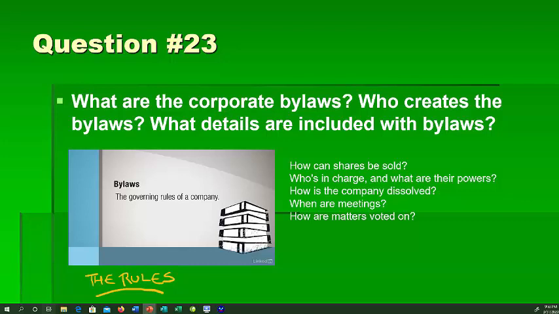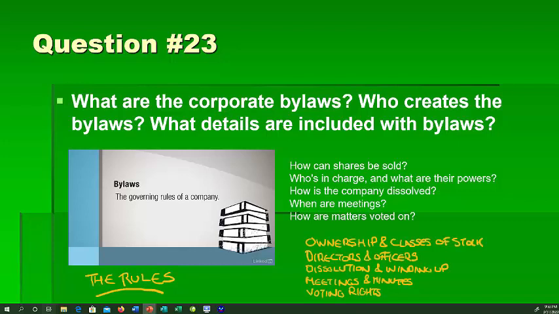Who's in charge and what authority? So the president, and do you have a vice president, a treasurer, a secretary, what other officers? Are there directors? How many directors? Winding up and dissolution. So if you were going to close out the business, what happens with the assets? What happens with the shares? What happens with the debts? Meetings and minutes. So, when are meetings held, and how are they documented? All of these different things go into the bylaws.